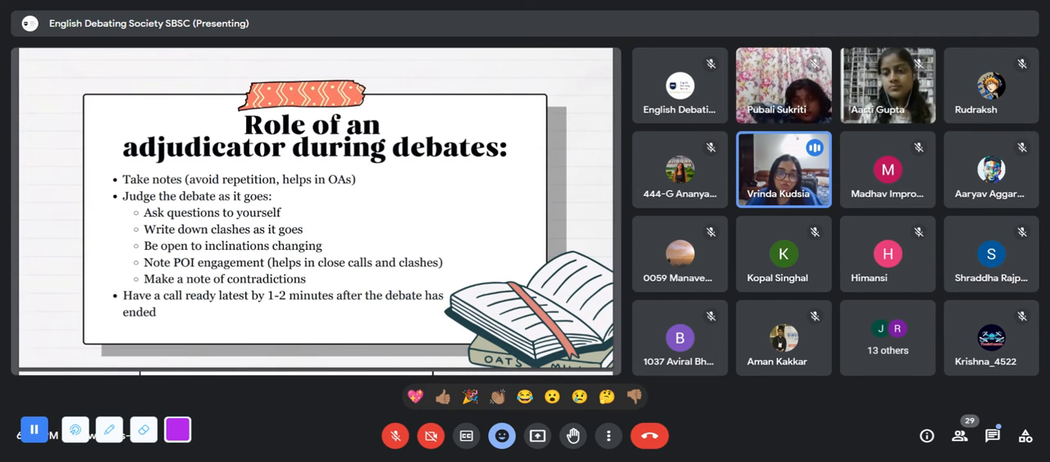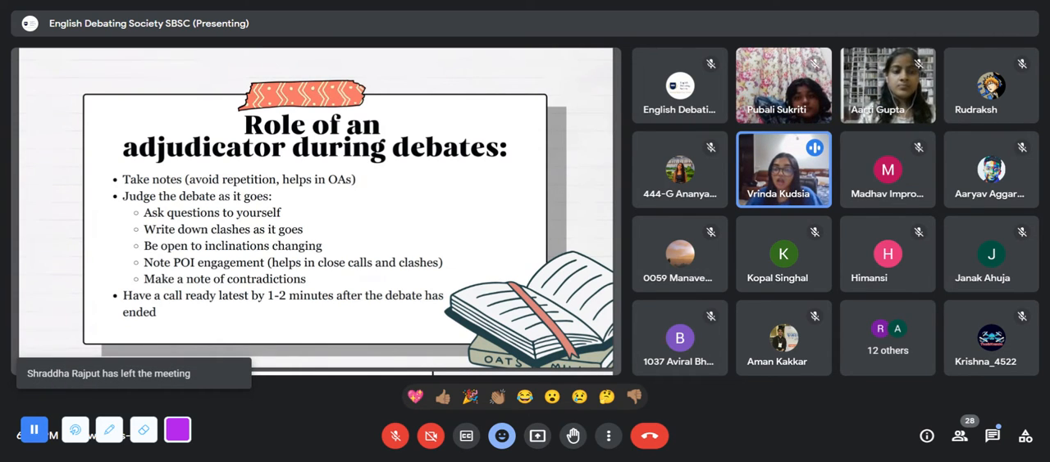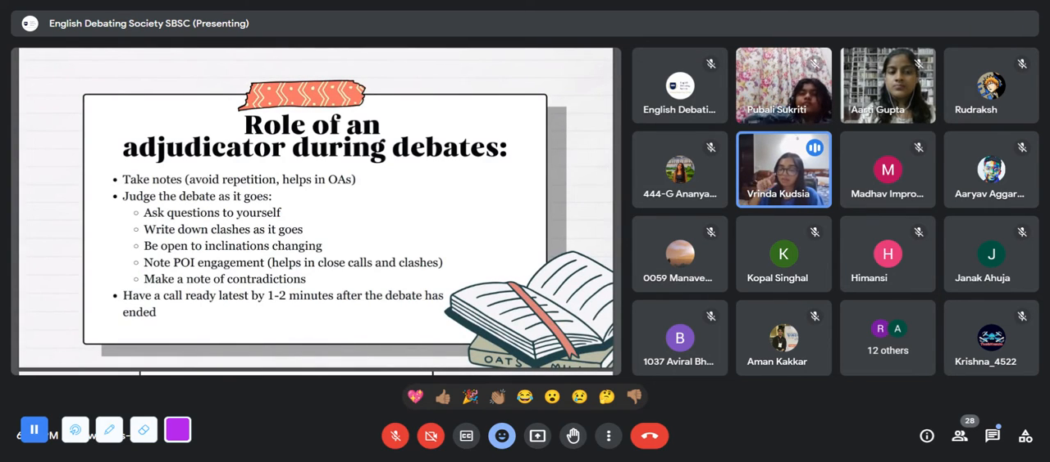Okay, next is to note POI engagement. A lot of the times when teams ask POIs, what judges usually do is in the margin they write POI and then write the exact question which was asked. That's just an example of various ways in which you can note down POI engagement. You can write whatever has been asked and said within your notes, and this becomes important because this is direct engagement which can help in creating a lot of clarity within the debate, the way the debate has panned out, etc.